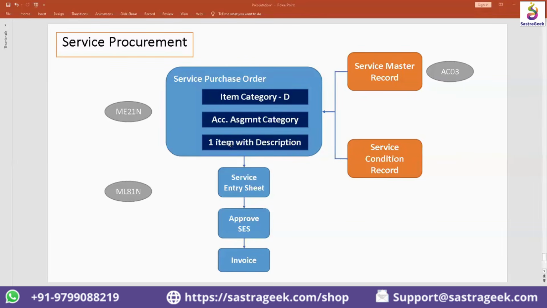Then we need to add one item for that. That item won't be any material. We just need to add the description. Once we add that, and once we add the item category D, another tab gets popped up in the purchase order where we maintain our service master records or the activity numbers which the vendor is going to perform for our plant. Right. Once PO is created, what is the next step?